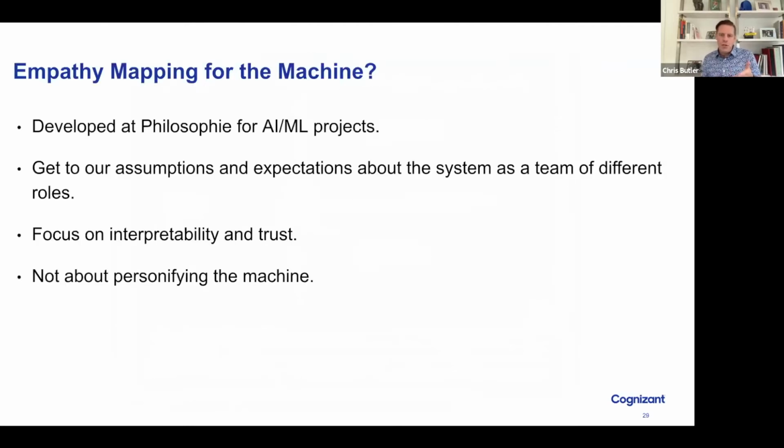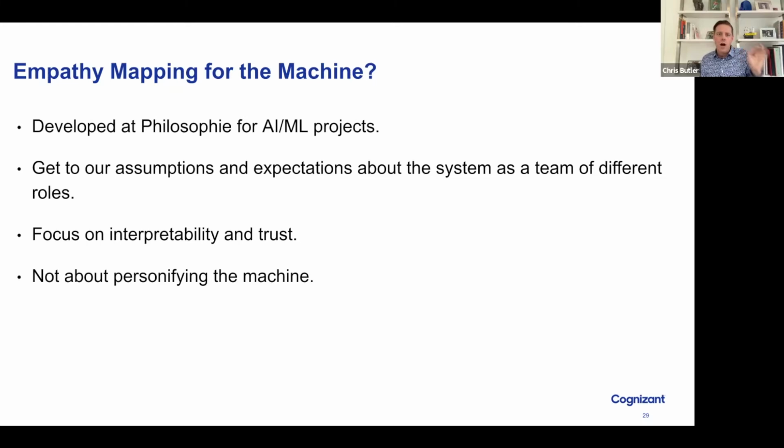And so empathy mapping for the machine was really to get at, for these AI machine learning projects where there's non-deterministic behavior, what are our expectations for the way that thing, that object or that system, that model would think around assumptions, expectations, things like that. And it focuses on interpretability and trust because there's this idea of, what is it saying? What is it doing? And how do I then understand that as a human being?